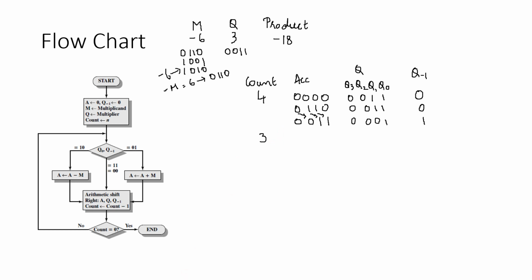So here we retain the first 0 as it is, then this 0 goes here, 0, 1, 1, 0, 0, 0 and then 1. So now again the count gets reduced. So here count is equal to 2. So now as you can see here the last two bits are 0 and 1. So if Q0, Q minus 1 are 0 and 1, then we add M to A.